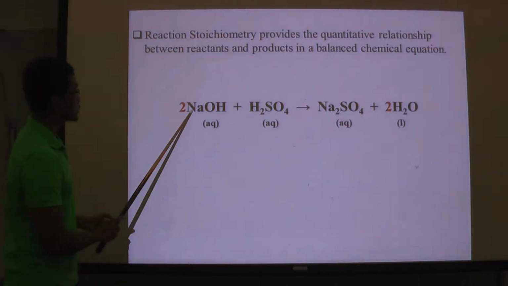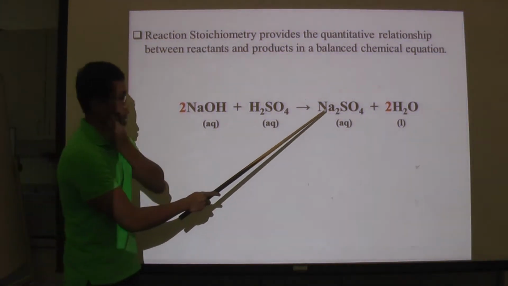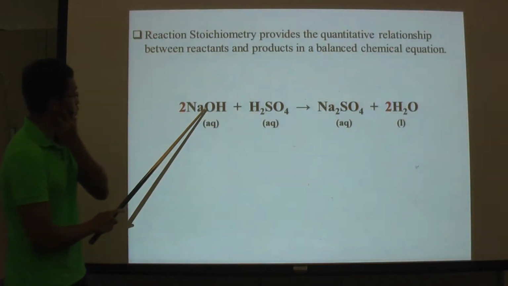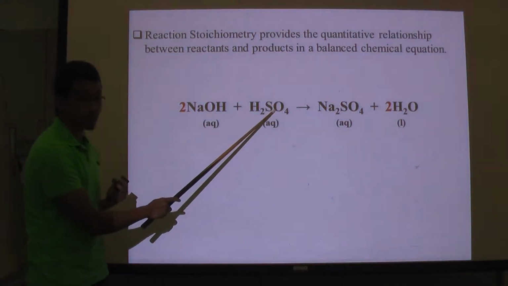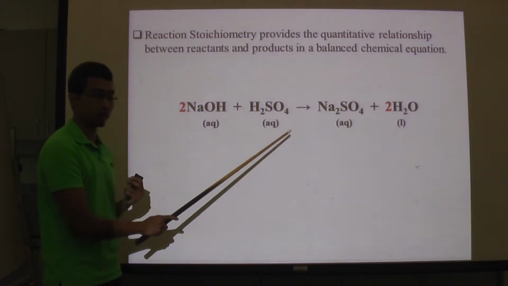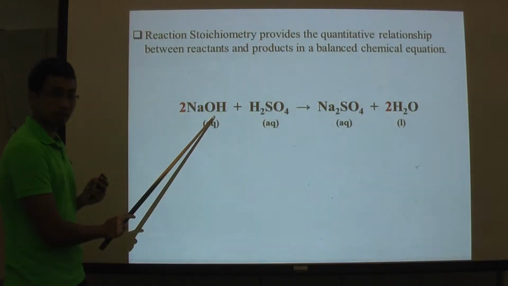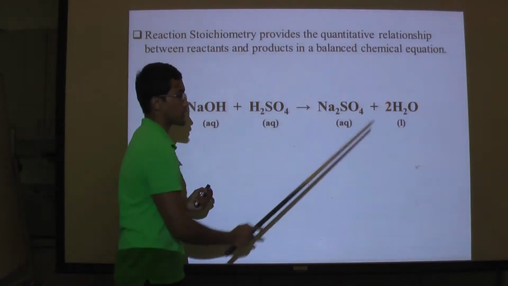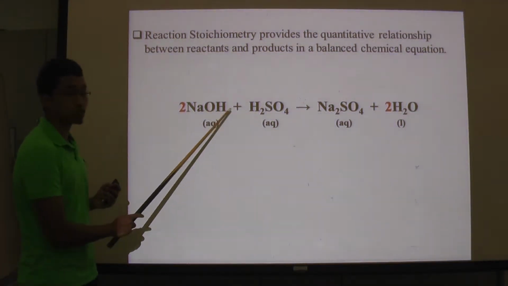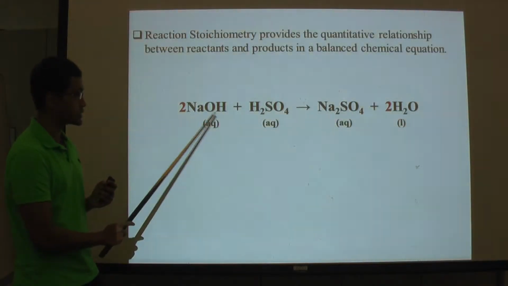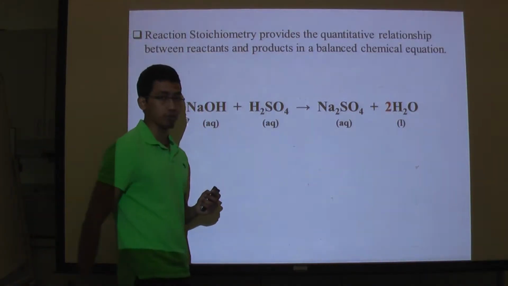So we have 2 sodium on the left hand side, and 2 sodium on the right hand side. We have 2 oxygen on the left hand side. We are disregarding the oxygen in sulfate because we're going to consider sulfate as a whole later on. So we have 2 oxygen on the left hand side, and 2 oxygen on the right hand side. We have 2 hydrogen plus 2 hydrogen over here, so 4 hydrogen in total on the left, and 2 twos are 4 hydrogen on the right.